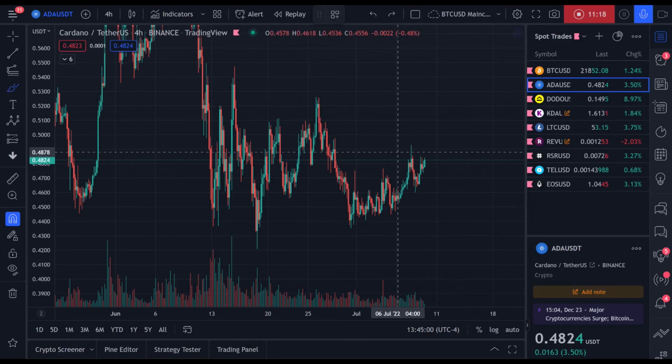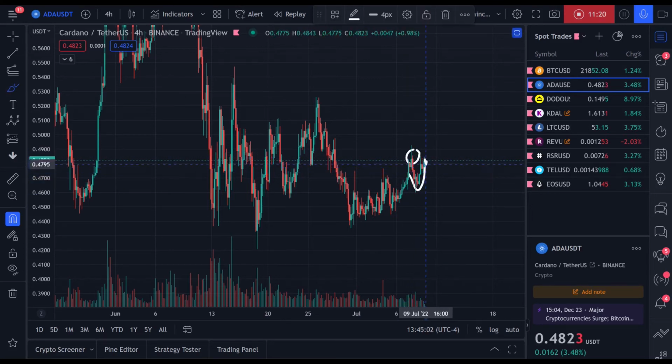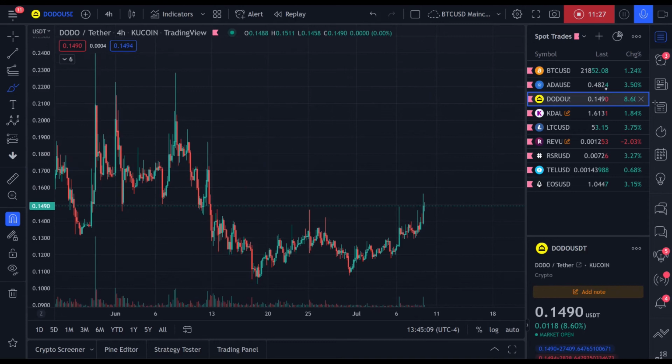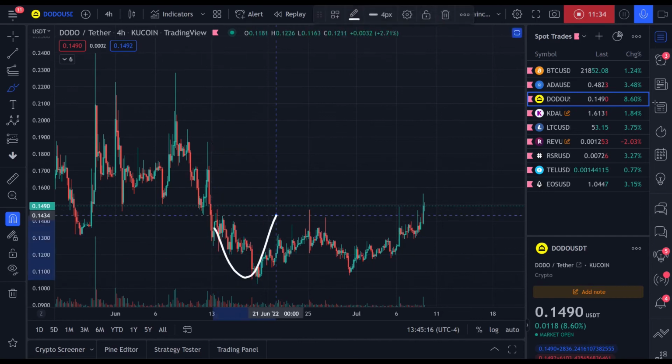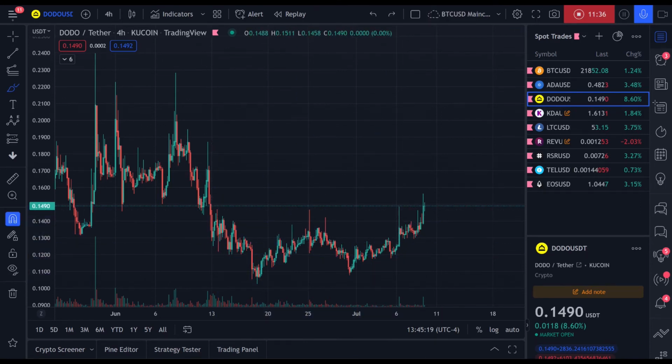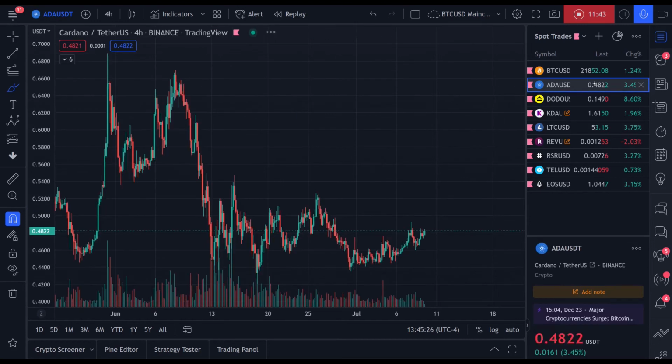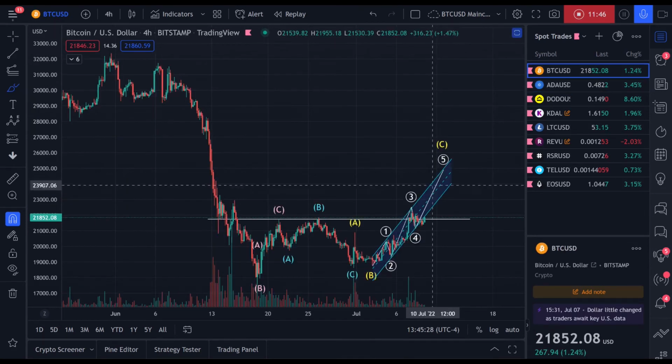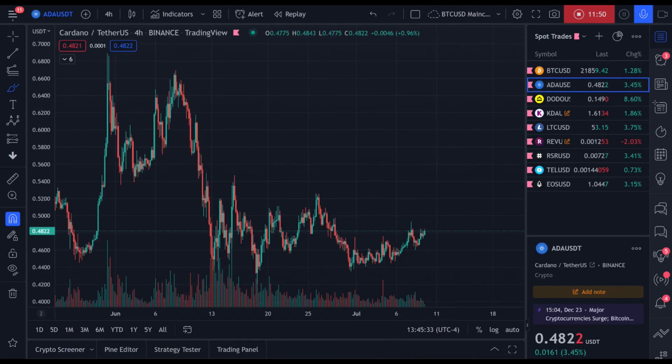We kind of came to the neckline here, rejected. We're coming back again. I think this time we're going to break out. Okay, and reason being is some altcoins like Dodo are just on the precipice and have just peeked their head right above these W patterns. So when these W patterns break, you will see a lot of positive price action in altcoins, and that's what I'm expecting, right? While Bitcoin breaks its W pattern, altcoins will also break theirs.